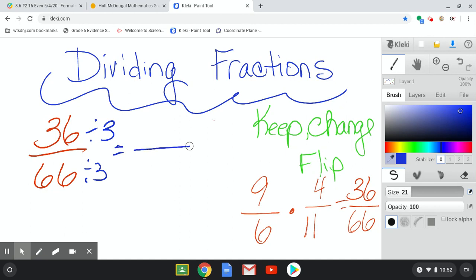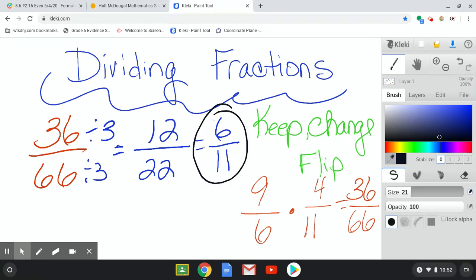And let's see what we would come up with. So if we take 36 and divide that by 3, you would get 12. And if you take 66 and divide that by 3, you would get 22. Now, these can still be simplified down. So these are both even numbers, right? So we can cut them in half. Half of 12 would give me 6. Half of 22 would give me an 11. And this cannot be simplified any further, so our final answer would be 6/11.